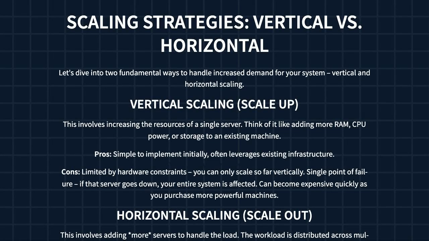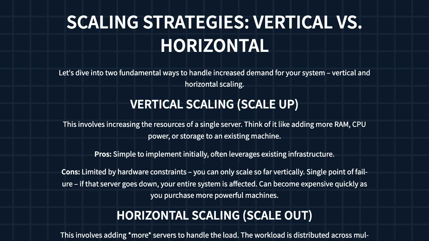Okay, let's talk about how we handle when things get busy, specifically scaling our systems. There are two main approaches: vertical scaling, which is like giving a single server more power, boosting its RAM and CPU, making it bigger. It's relatively straightforward to start with, but there's a limit to how much you can increase a single machine, and if that one server goes down, everything goes down with it.